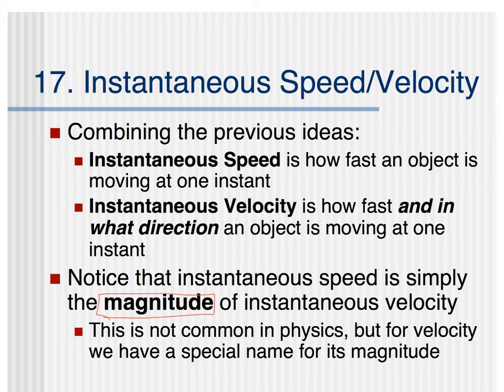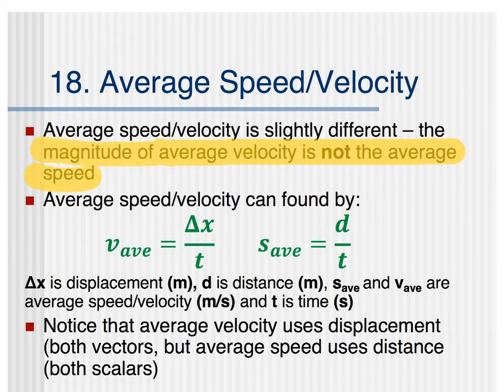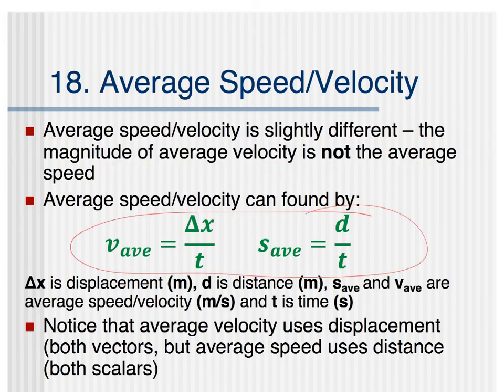I've said this before, this isn't a common thing in physics, but we happen to have it for this one special case. Let's take a look now at average speed and average velocity. We just talked about how the instantaneous speed is simply the magnitude of the instantaneous velocity. Well, that is not the case when we're talking about average speed and average velocity. The magnitude of average velocity is not the average speed. There's actually a very specific meaning for average speed and for average velocity in physics, and it comes down to these two formulas here.